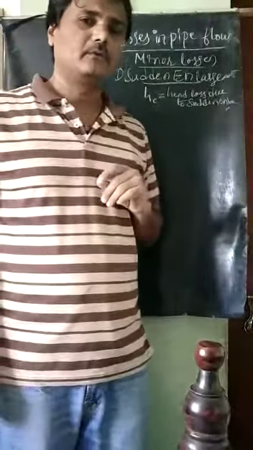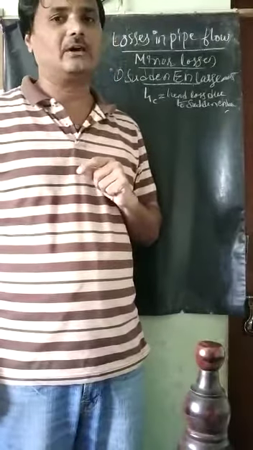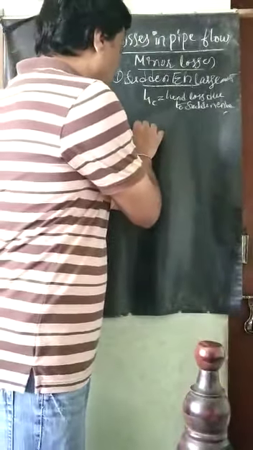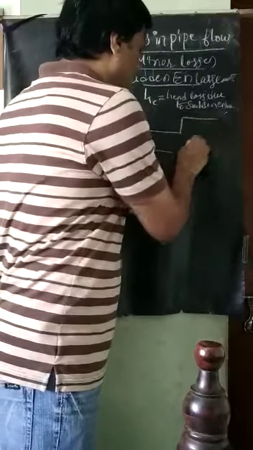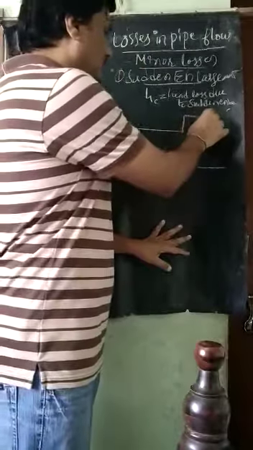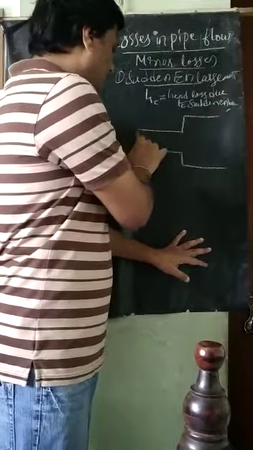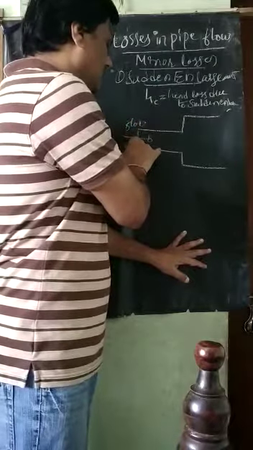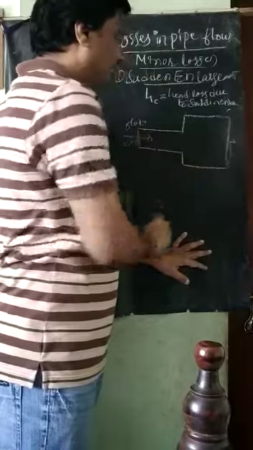In the minor losses, one small derivation we will do for sudden enlargement. Sudden enlargement means when a smaller diameter pipe is connected to a larger diameter pipe, like this. This is the smaller diameter pipe and this is the larger diameter pipe. Then the fluid is flowing like this, this is the flow direction, and then this is the larger diameter pipe exit.